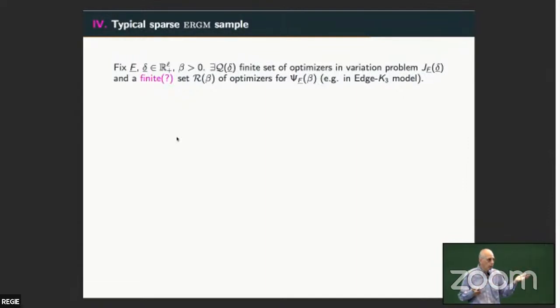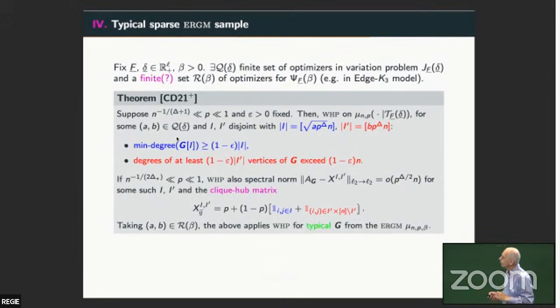Many times it's only one, sometimes not more than one. And under suitable conditions, this is why the question mark, this is not general, the set of optimizers for the variational problem associated with the exponential random graph model, the one which determines the log of the partition function, is also finite. This requires some extra conditions, but let's assume that we put these extra conditions. So we have a finite set of optimizers for both variational problems. What can we say then? Then what we can say is the following theorem.